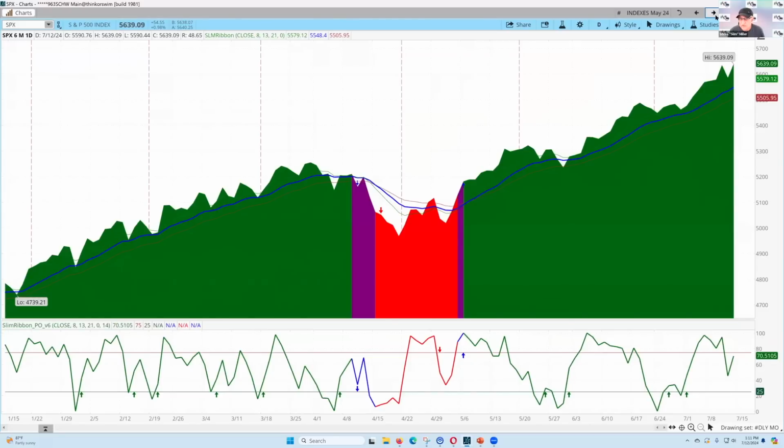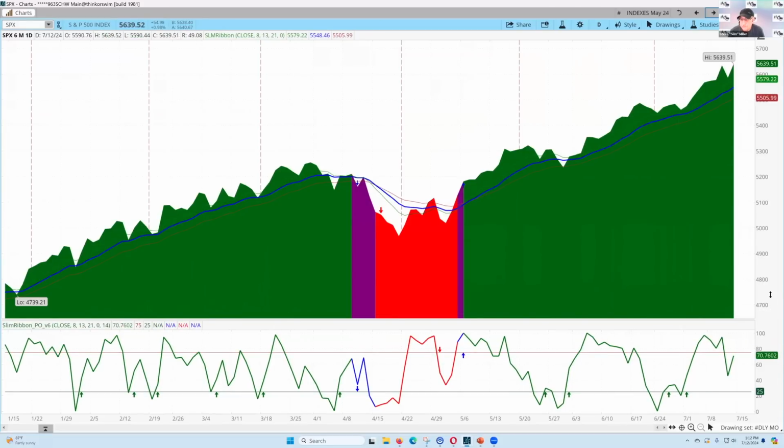This is the momentum conditions based on the slim ribbon on the daily chart and the slim ribbon PO on the bottom, which gives you these arrows that says it's going to resume to the upside with momentum. And you could see how well that works. Look at back over here. This is an askSlim level 4 study.